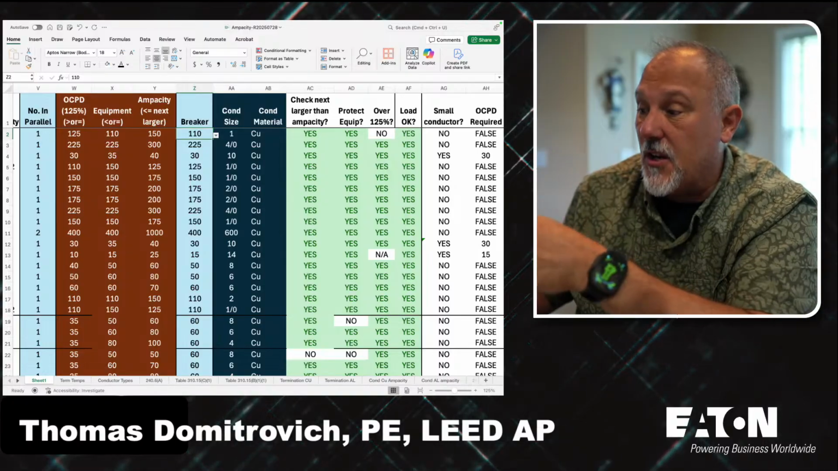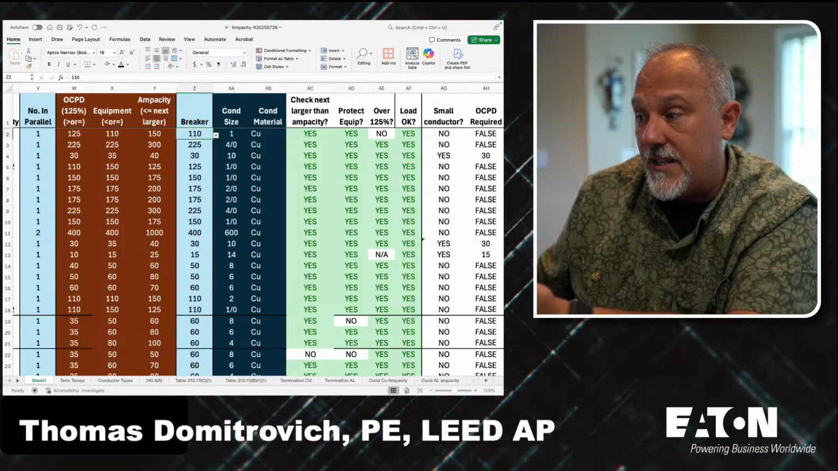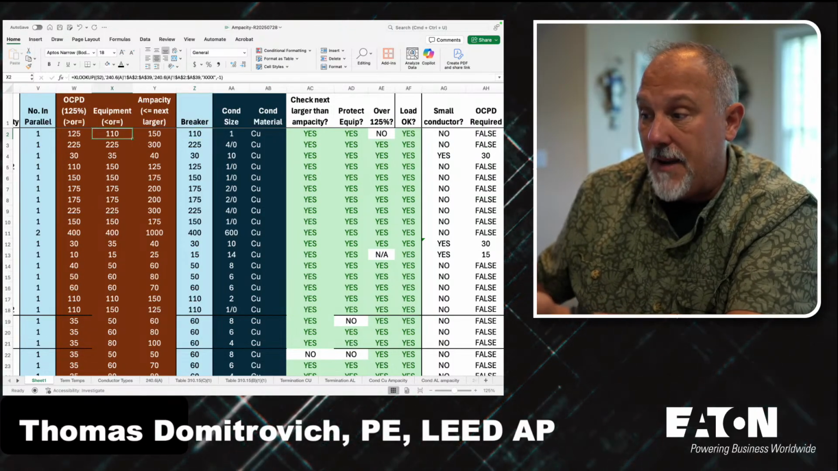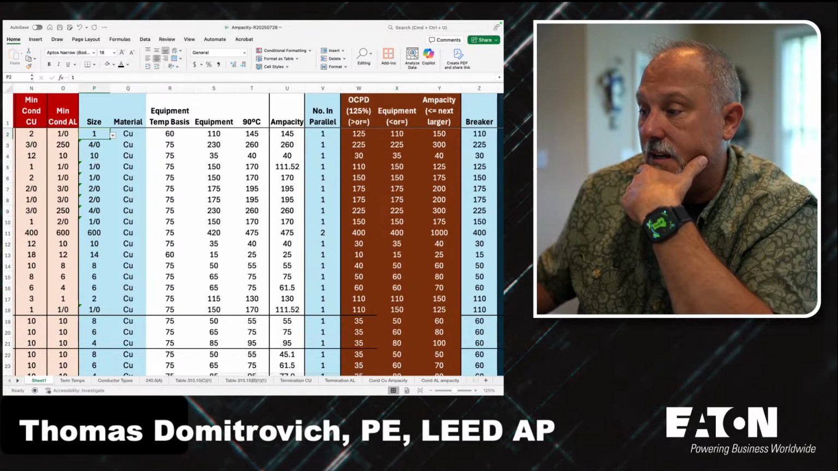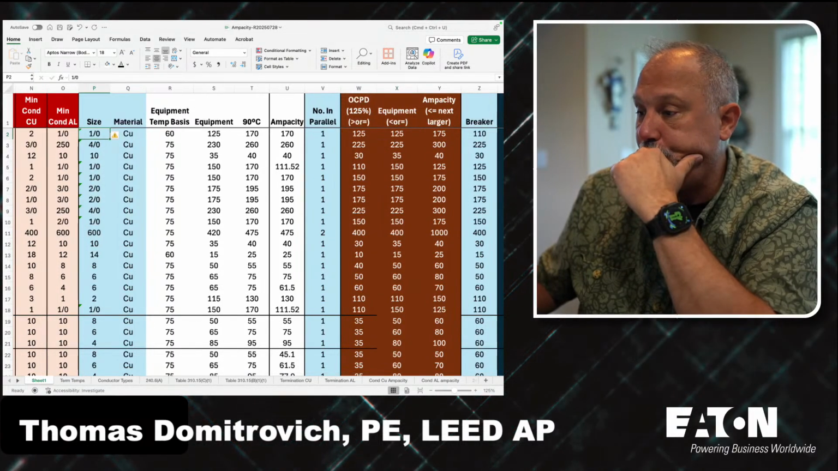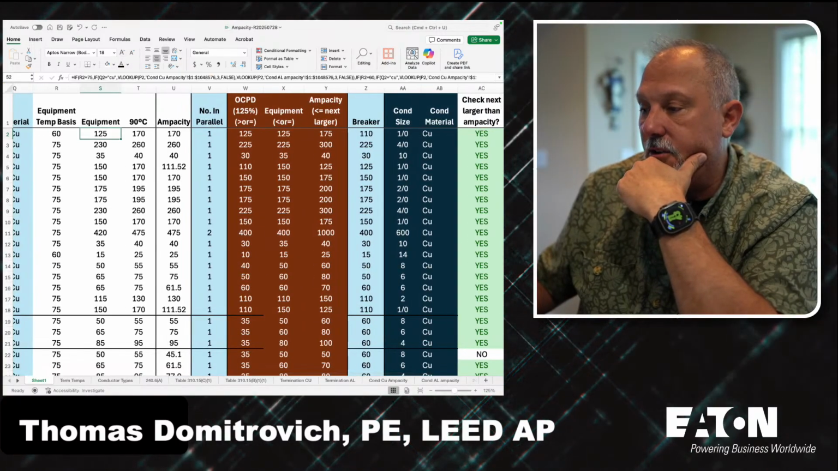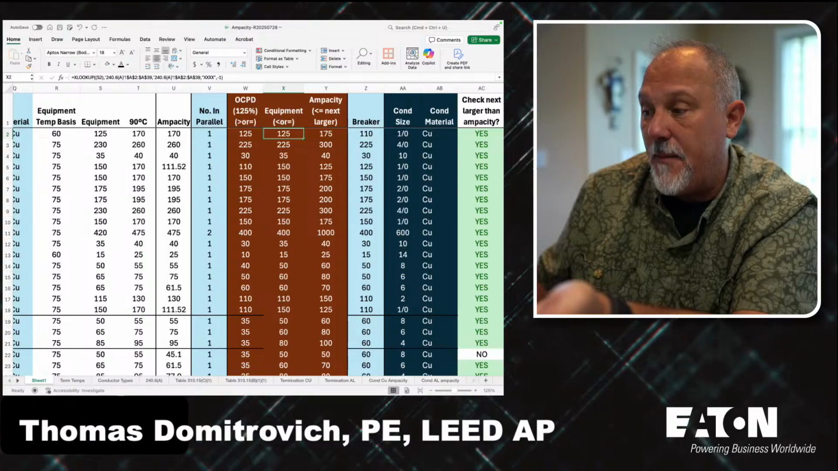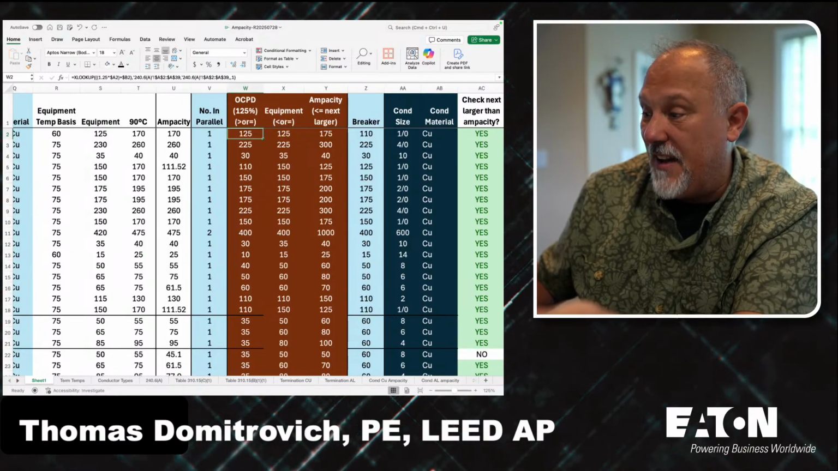So now I still have to go higher in my conductor size because I can't increase the breaker size to the next higher, because I'm at my limit to protect the equipment. So then I come back over and I change my size of my conductor to a 1/0. And that tells me that my equipment is 125 amps. That means I can use a 125 amp breaker. My 125% is 125 amps.